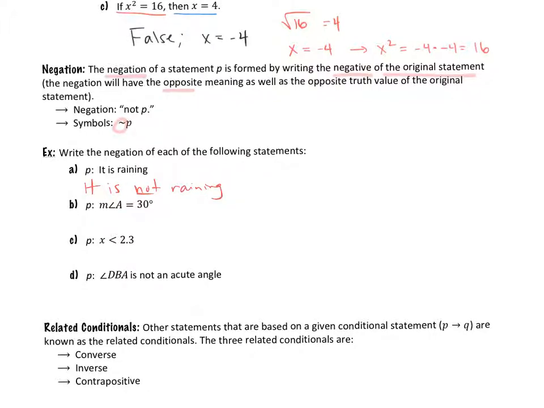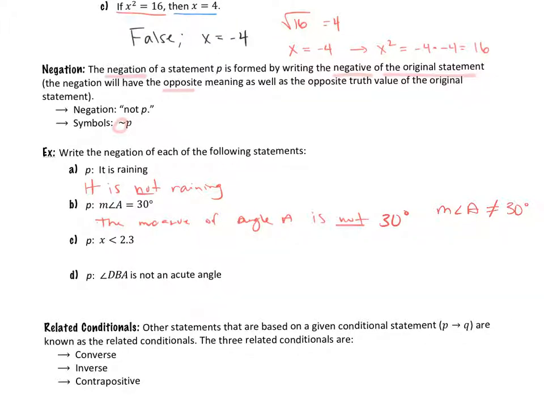In B, our original statement is that the measure of angle A equals 30 degrees. So you could write a sentence that says the measure of angle A is not 30 degrees. Or you could write a mathematical statement. So you could say the measure of angle A does not equal 30 degrees. In either case, this works.